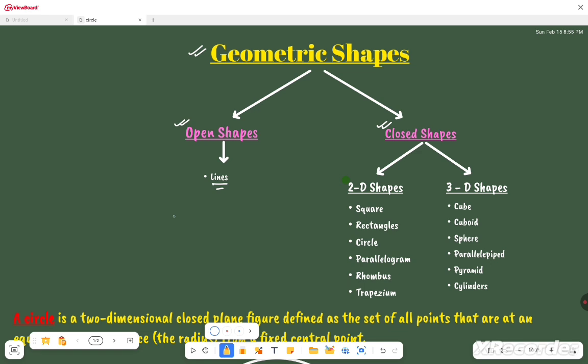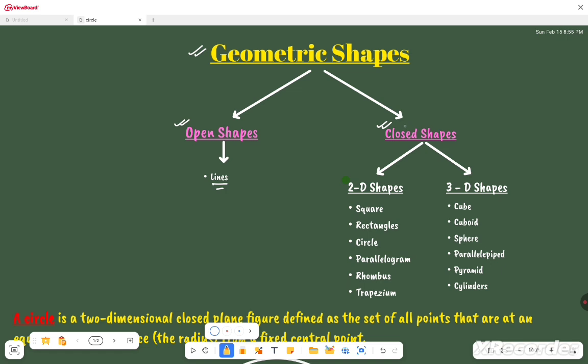A straight line, or we can draw this shape, is also an open shape because it is not enclosing some area. We can draw this as well, which is also an open shape. That means there is an opening in this figure, so it is an open shape. It is not enclosing an area.